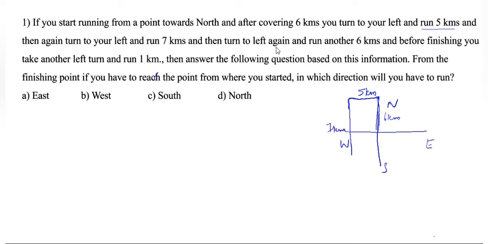And then turn to left again and run another 6 kilometers. Turn left means this is right side, this is left side. So turn left again and run 6 kilometers. And before finishing you take another left turn and run 1 kilometer. Take another left turn means this is left, this is right side, this is left side. So 1 kilometer.